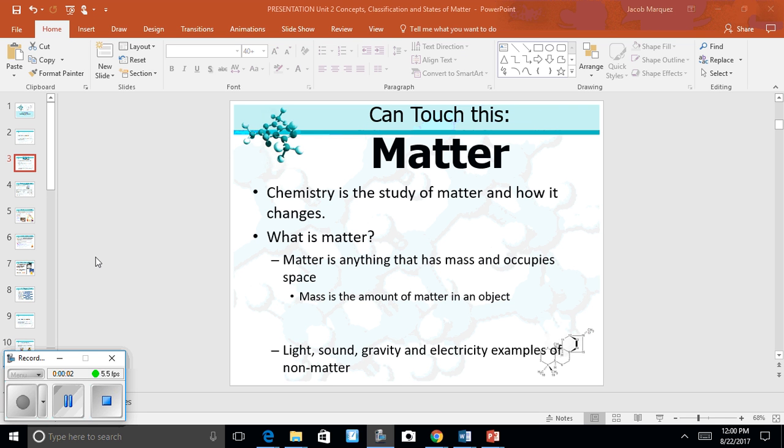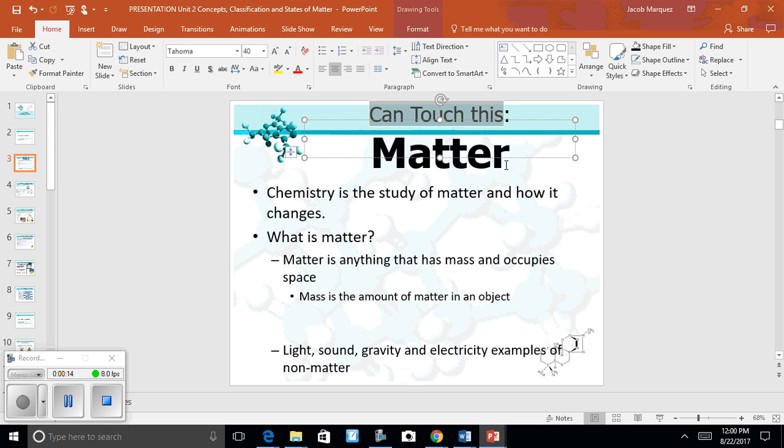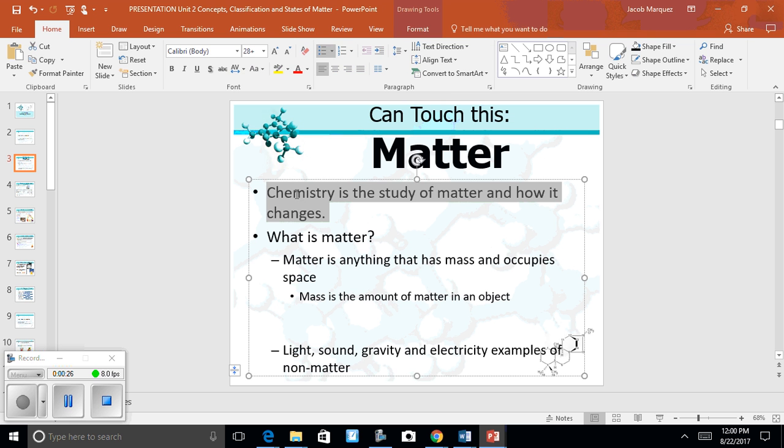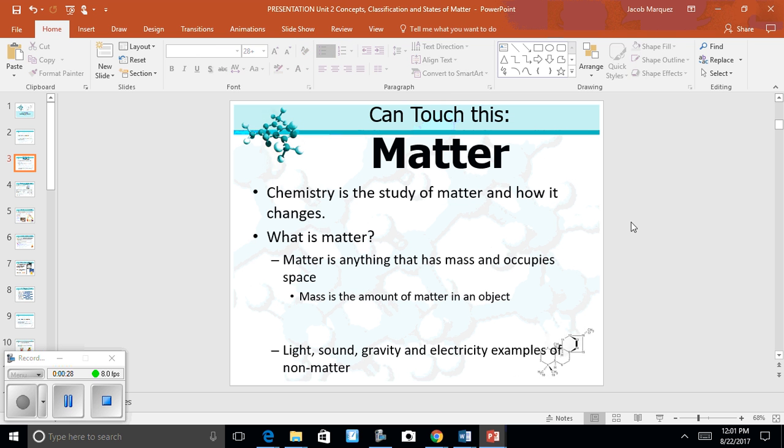So in the previous video, we were talking about things that you can touch or weigh, and things that you can't touch or weigh. Now in science, we actually have a term for the things that you can touch, and we call these things matter. Anything that you can touch or weigh, no matter how tiny it is or how big it is, we consider it matter. Okay? Now chemistry is the study of matter and how it changes.